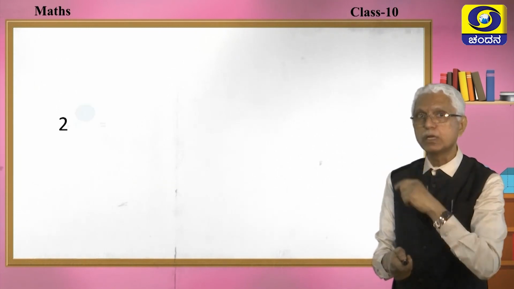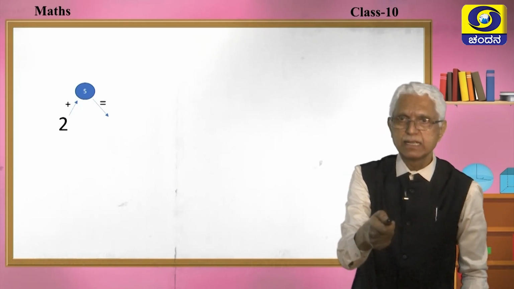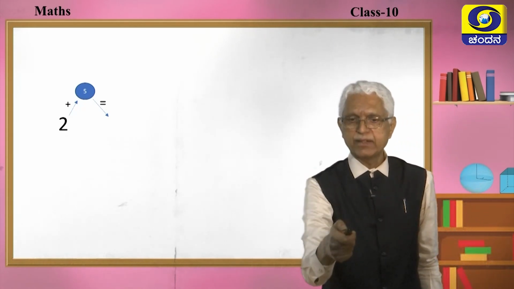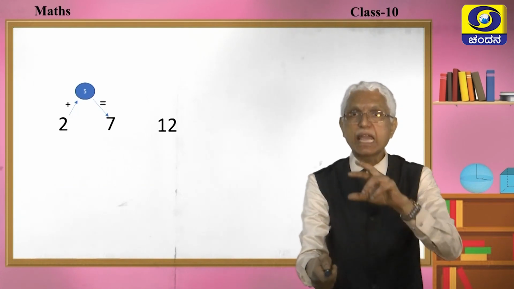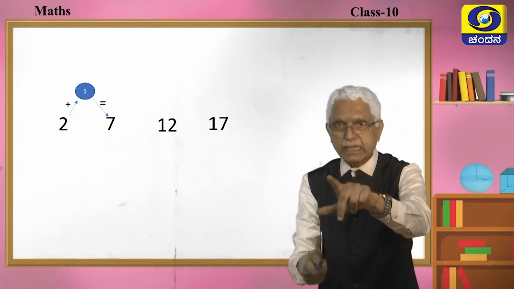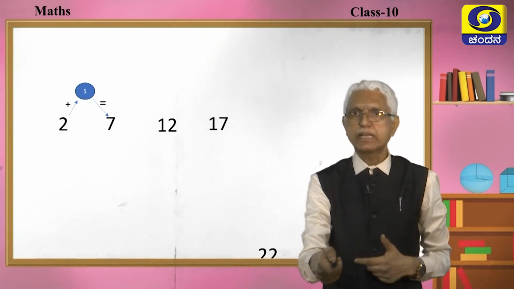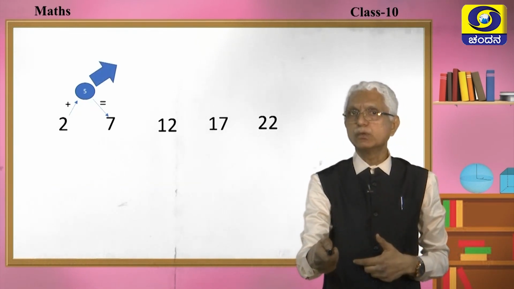What will I do now? Please observe. I am adding 5 to it, correct? I have taken a number 2, I have added 5, I get 7. To that 7, I will add 5 to get 12. To that 12, I will add 5 to get 17. To 17, I will add 5 to get 22, correct?